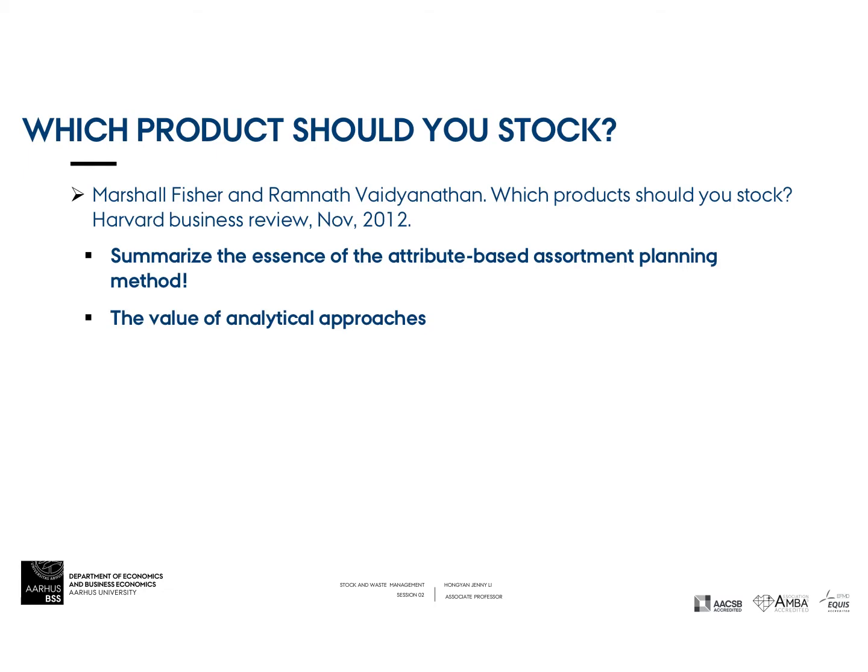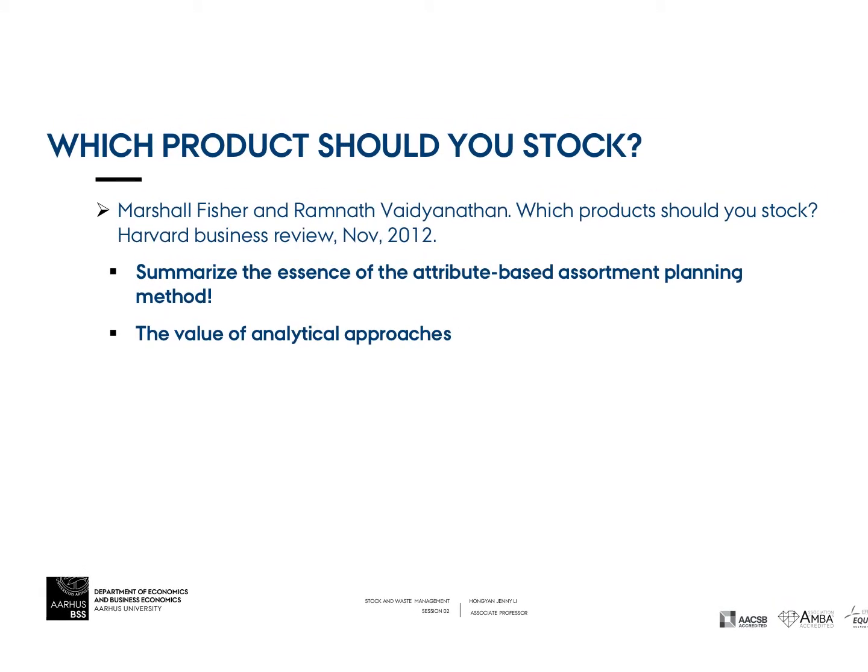The title is "Which Product Should You Stock?" And then they use data or an example from an auto retailer. The assortment is car tires. The main objective of this case or this literature is to summarize the essence of attribute-based assortment planning. This will be addressed in the article.